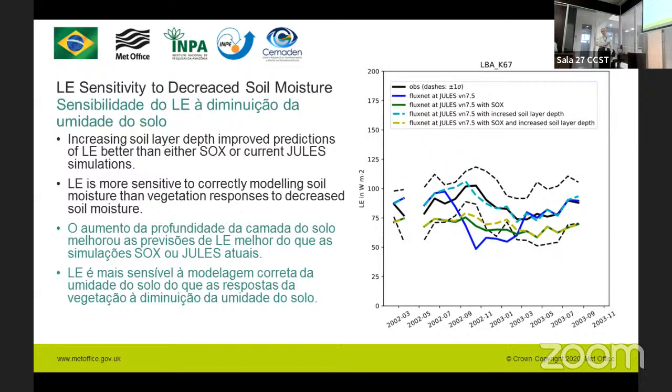So something I learned when I was at IMPA was that this site specifically has a much deeper soil column. And so making the soil column deeper to give the model more water had a better response here, but is not reflected at other sites.